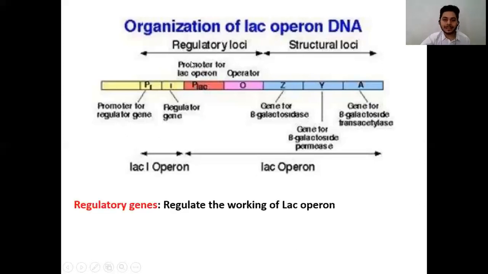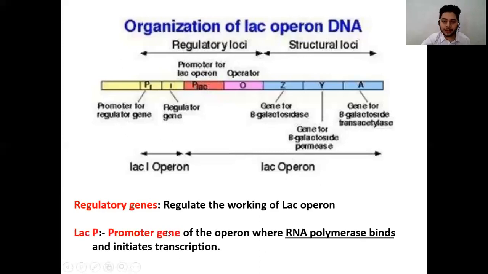Now let us understand the regulatory loci or the regulatory genes. In my previous slides, I told you that the regulatory genes are going to play an important role in the regulation of the lac operon, as to when the lac operon should be on and when it should be off. That role will be played by my regulatory genes. So let us understand what regulatory genes are present in the lac operon. The first regulatory gene over here is LAC-P, denoted in red color as P-LAC, where the P stands for the promoter gene.